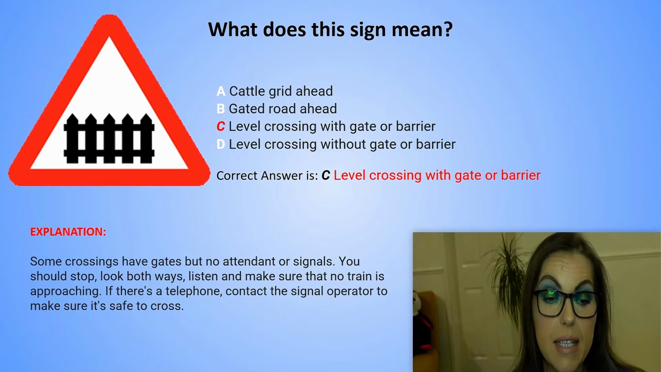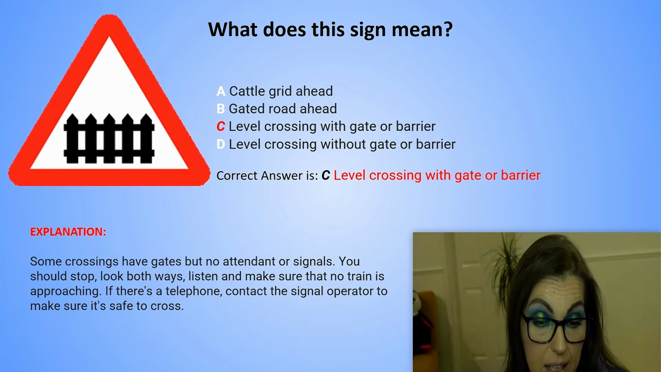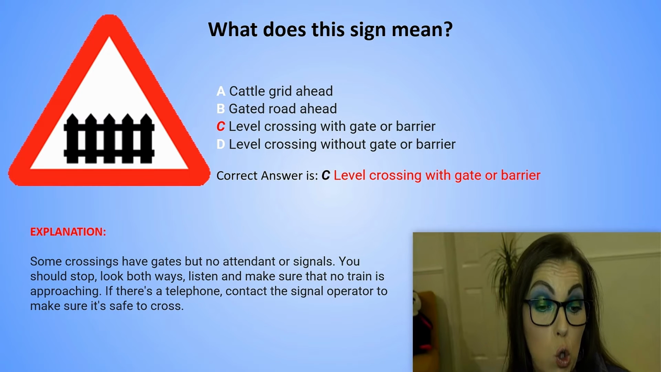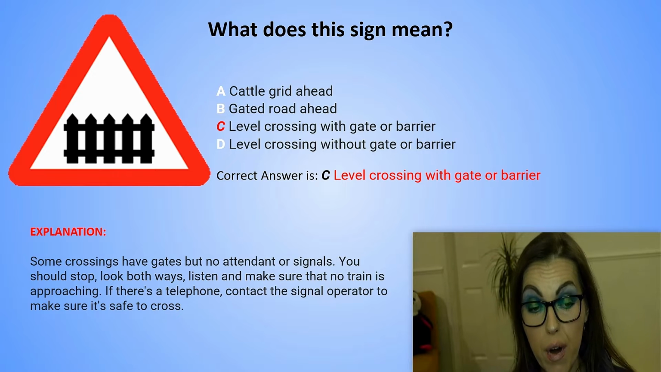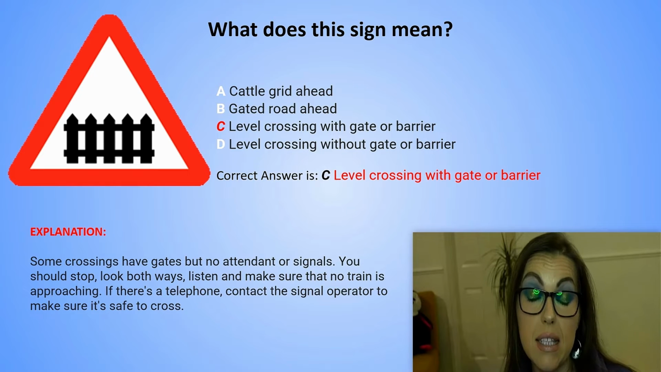Explanation. Some crossings have gates but no attendants or signals. You should stop, look both ways, listen and make sure that no train is approaching. If there is a telephone, contact the signal operator to make sure it's safe to cross.